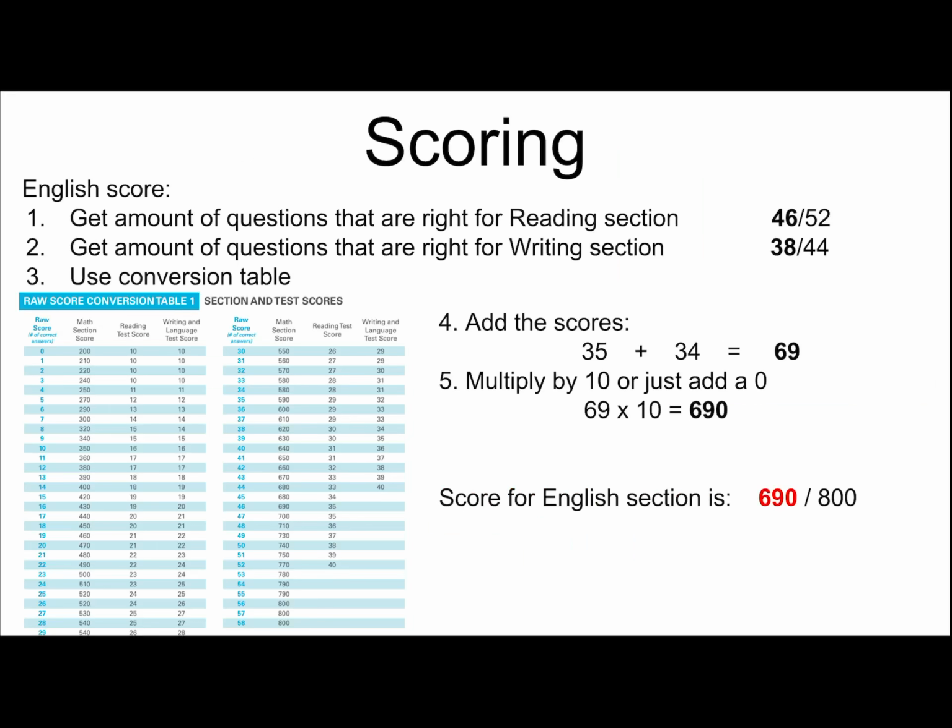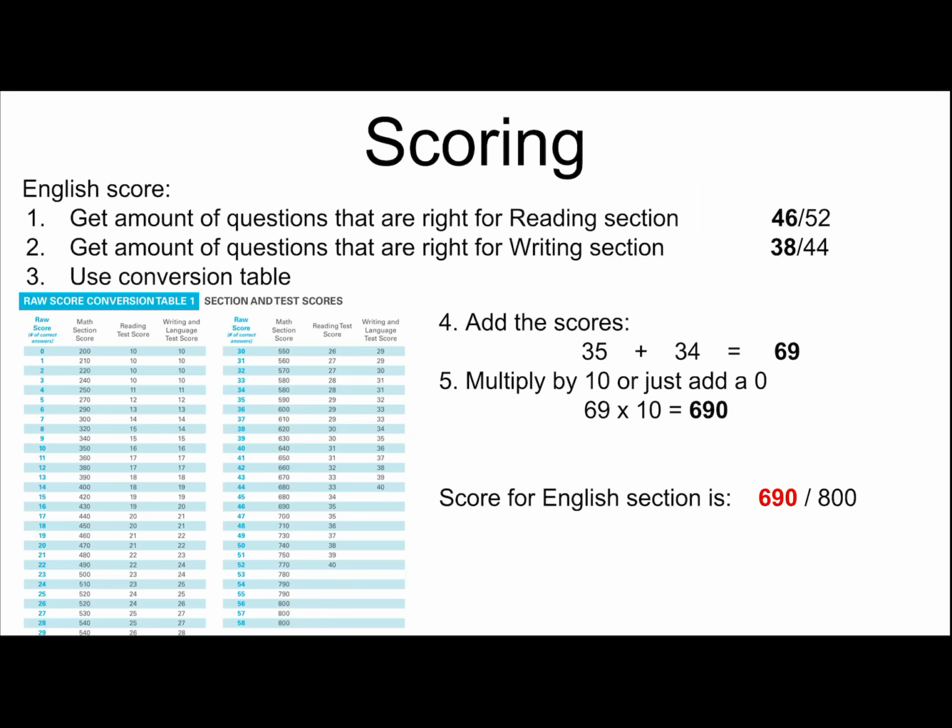So we ended up getting the conversion table gave us 35 for reading and 34 for writing. So that's why we're going to add those numbers up, 35 plus 34, and that's going to be 69. And then since it's out of 800, we need to turn that into a number that has 3 digits, right?